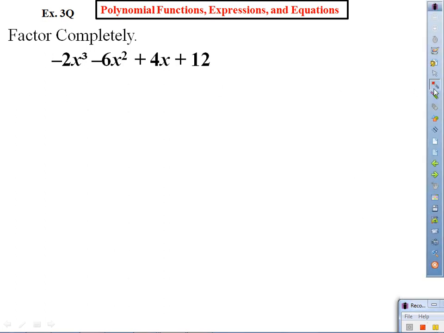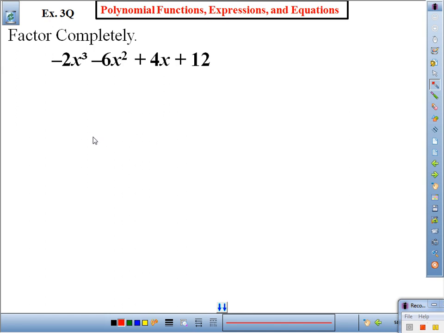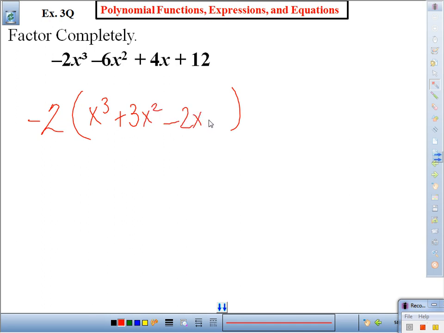Let's see. Is it in standard form? Yes. GCF. -2. That is correct. That leaves us with x cubed plus 3x squared minus 2x and minus 6. Is that correct? Can we factor this? How do we factor it? By grouping. Yes. Very good.